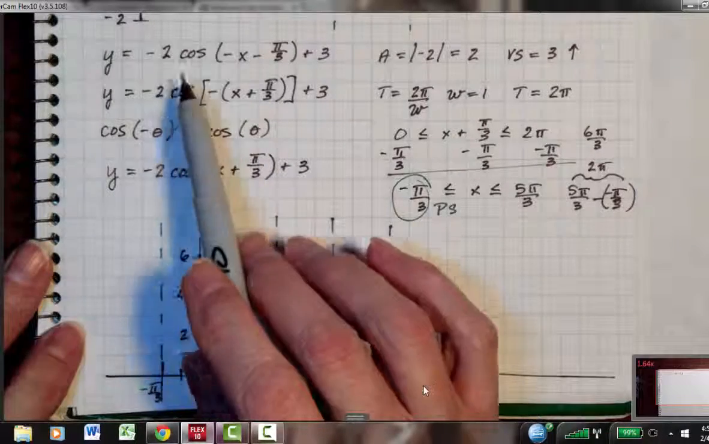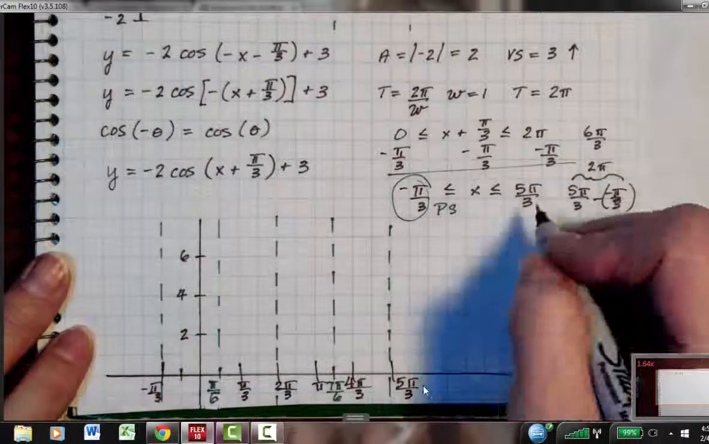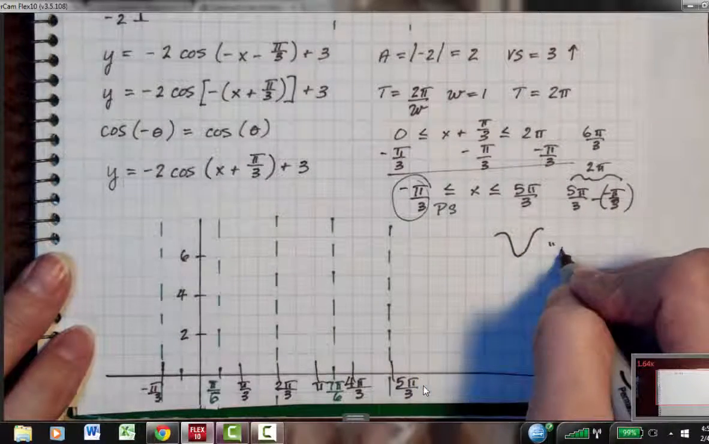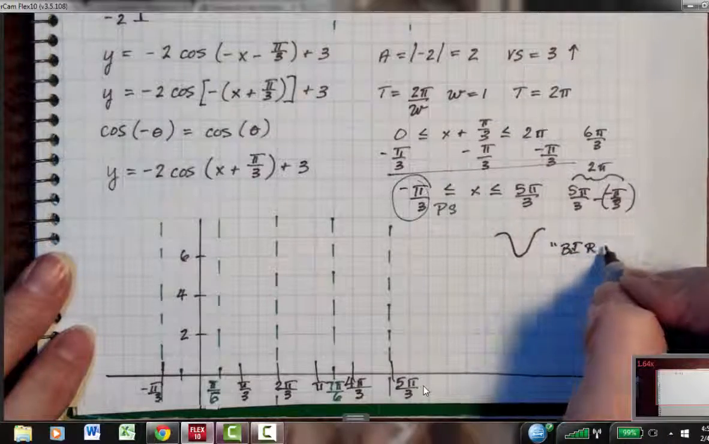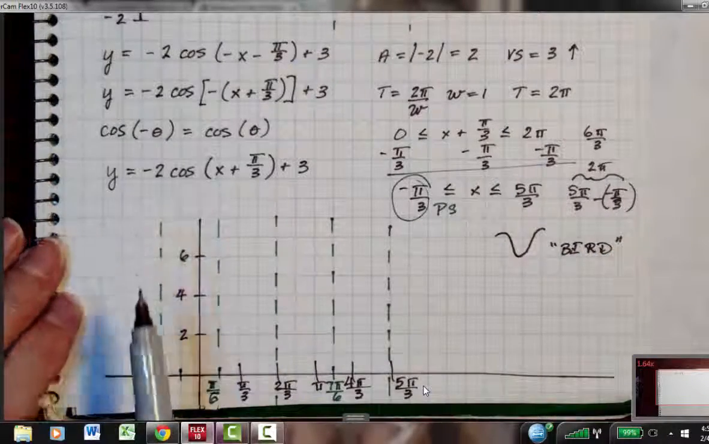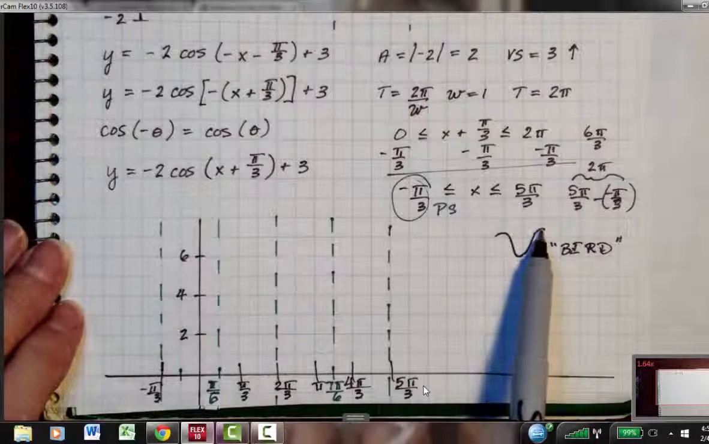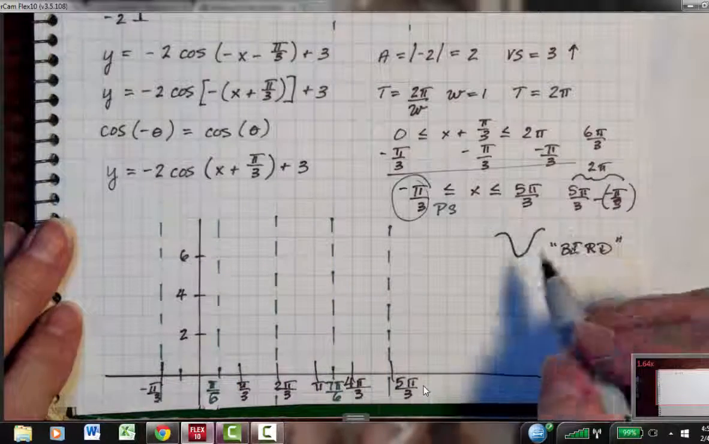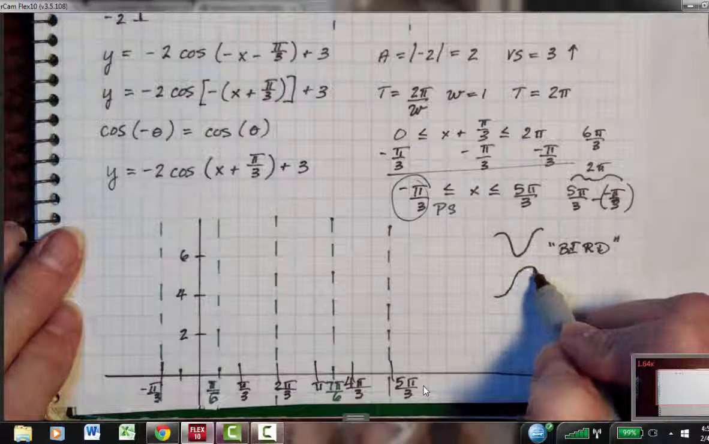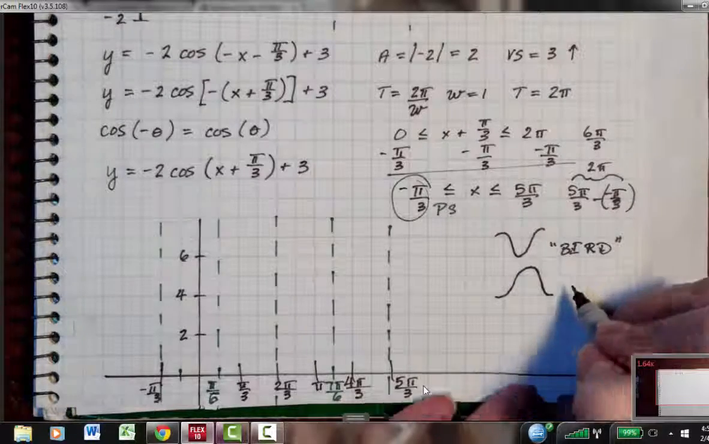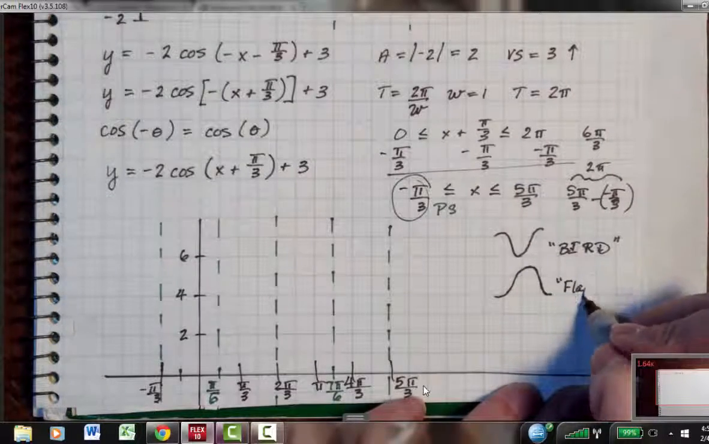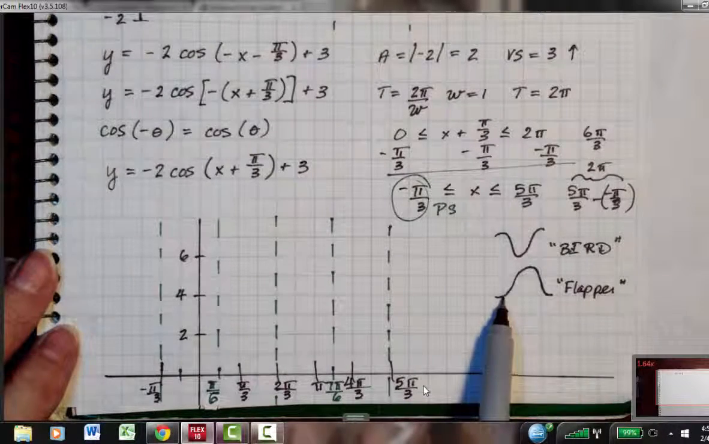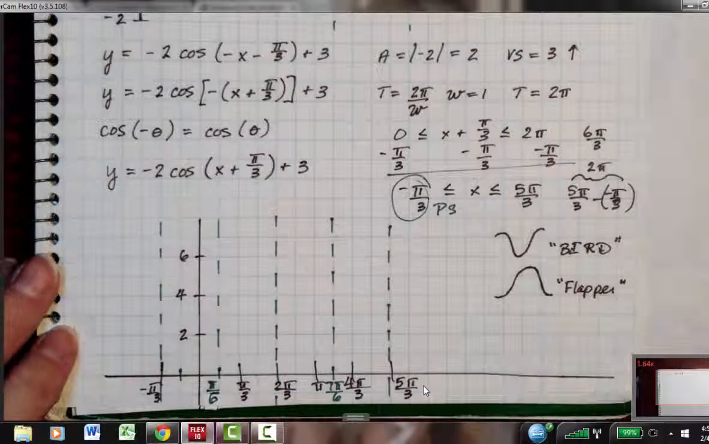Now I'm going to go ahead and graph cosine, and remember that cosine looks like a bird. Draw it over here on this side here. So it looks like a bird. So that means that I would normally start off at a maximum and end at a maximum. But I have a negative coefficient. So that means we have a reflection going on, and it's going to be the opposite. And you've heard me call this in class the flapper look. So now we have a flapper going on. So that means we're going to start at a minimum and end at a minimum. So I'm going to go ahead and start graphing.